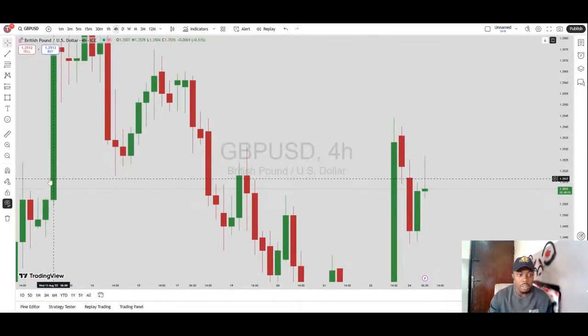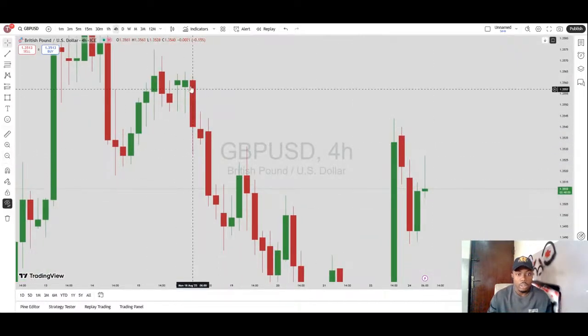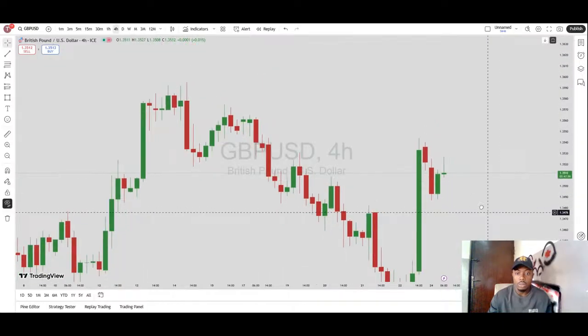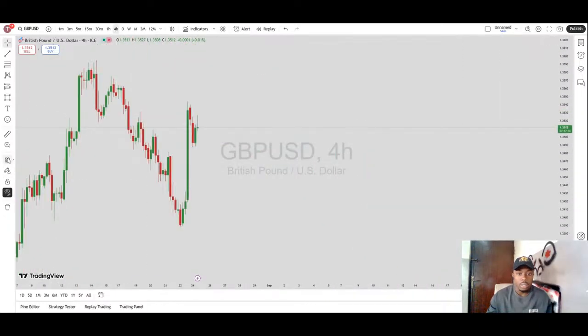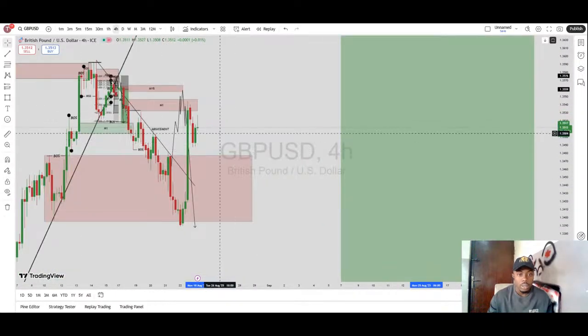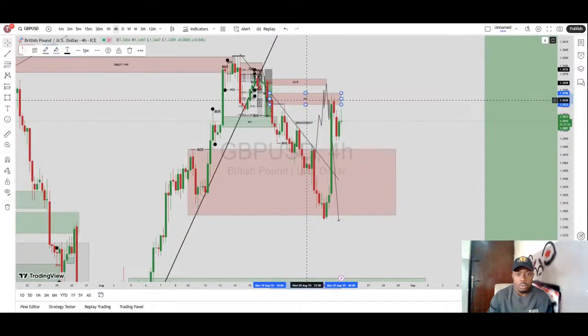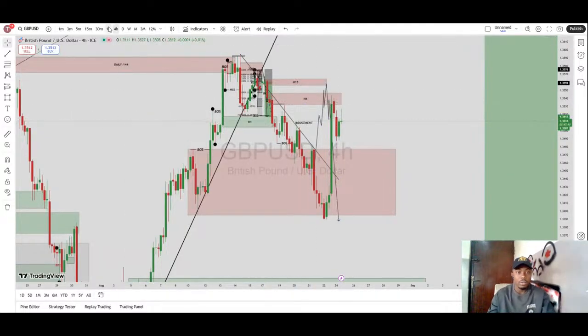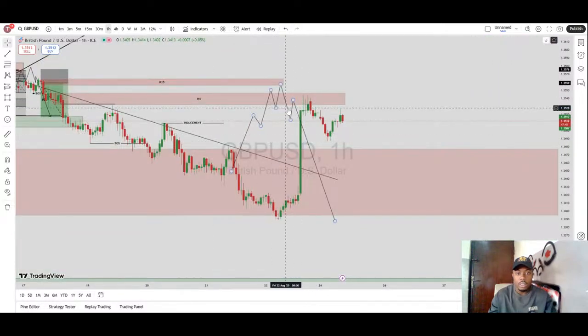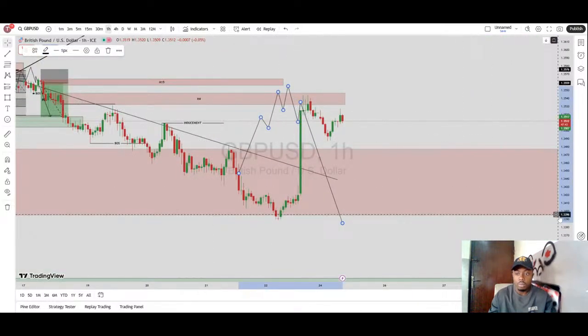This level has not been mitigated at all. You can see that this is the origin. It hasn't been mitigated, and if you look at this, you can see that the market on H1 looks like it has mitigated, but on H4 it's very clear. The market has reacted on that level, and this is what I was looking out for. But now let's see.